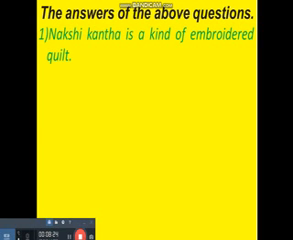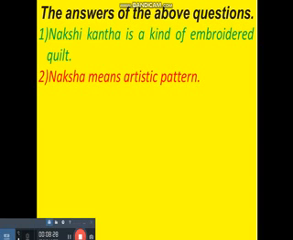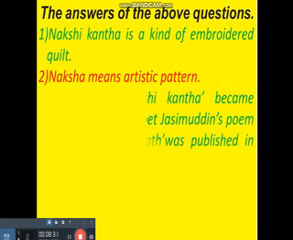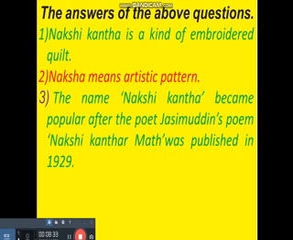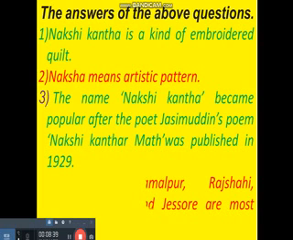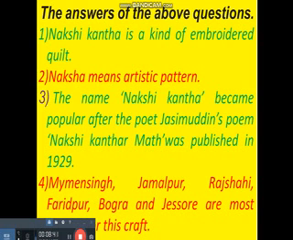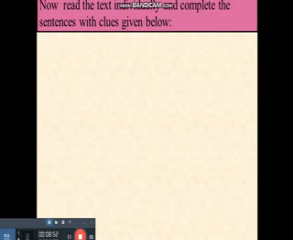The first one, Nakshi Kantha is a kind of embroidered quilt. The next, Naksha means artistic patterns. The third one, the name Nakshi Kantha became popular after the poet Jasimuddin's poem Nakshi Kanthar Math was published in 1930. The fourth, Mymensingh, Jamalpur, Rajshahi, Bogura, Jessore are most famous for this craft. Dear student, now you are introduced to another thing.